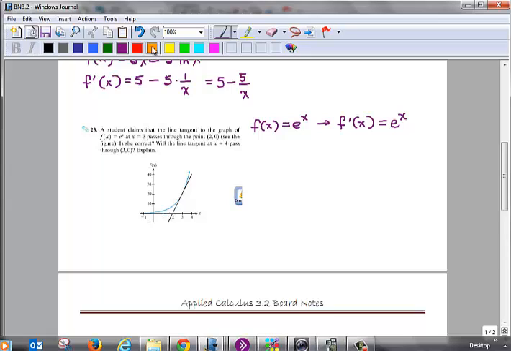If I want to, I can find the slope of the tangent at 3 and then the equation of the tangent at x equals 3. And then check to see if this point 2, 0 is on that, if it satisfies that equation. All right, so I'm going to evaluate f prime at 3, and I get e to the power of 3. So this is the slope of the tangent at x equals 3.